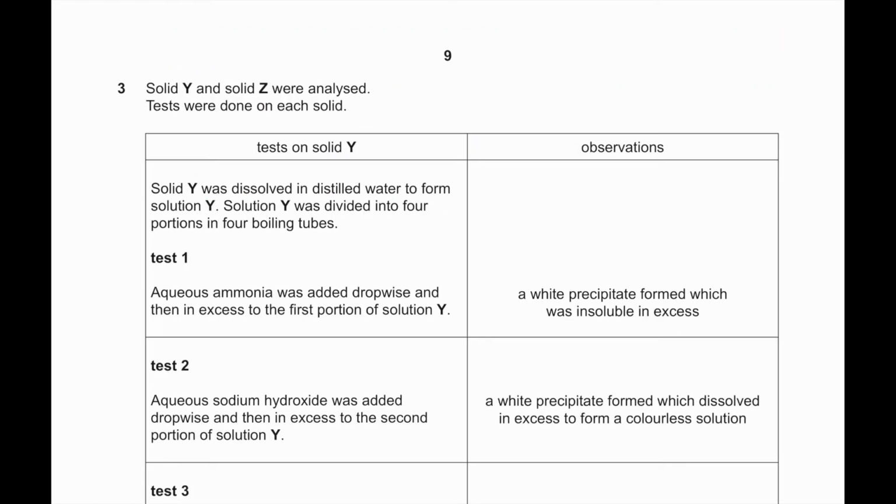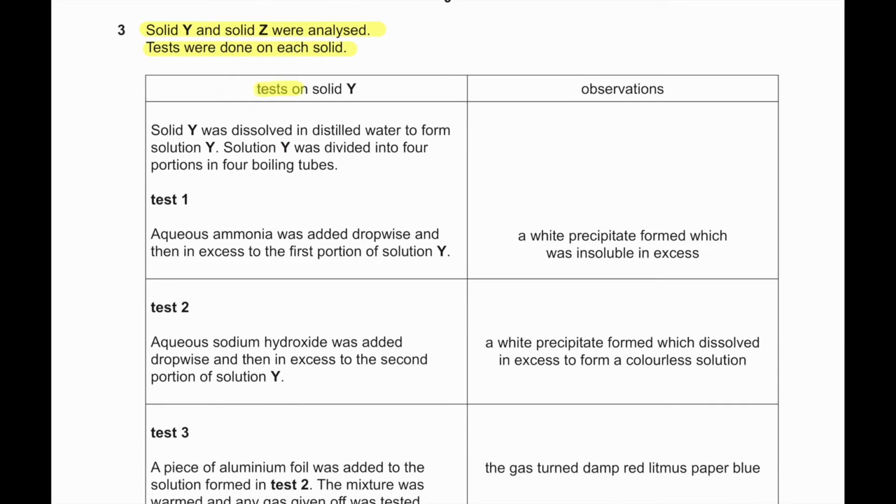Question number 3. Solid Y and solid Z were analyzed. Tests were done on each solid. Test on solid Y. Solid Y was dissolved in distilled water to form solution Y. Solution Y was divided into 4 portions in boiling tubes. Okay, first of all, test 1. Aqueous ammonia was added dropwise and then in excess to the first portion of solution Y. A white precipitate formed which was insoluble in excess.